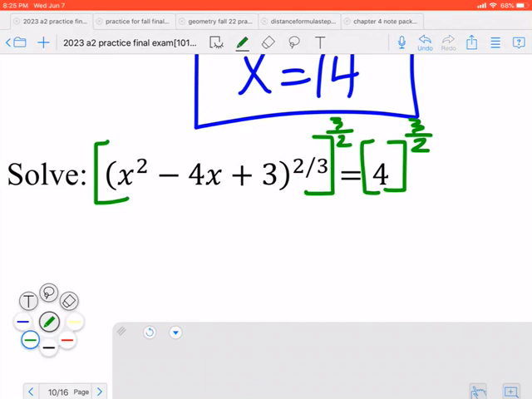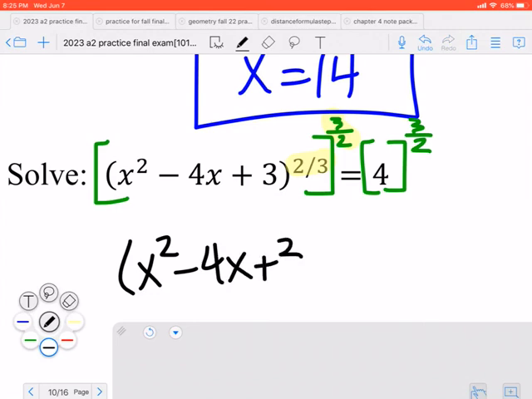Because when you take a power to another power, you multiply those powers. And when I multiply 2/3 with its reciprocal 3/2, I get 1. And something to the 1 power is just itself. So this whole side is now just that to the 1 power, which is just that. So I don't really need those parentheses, do I?